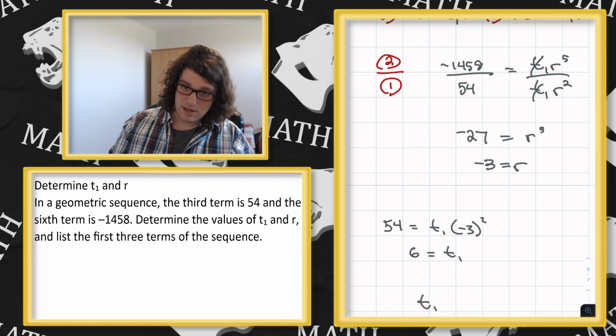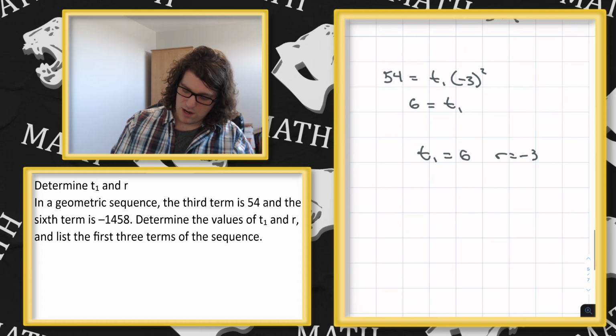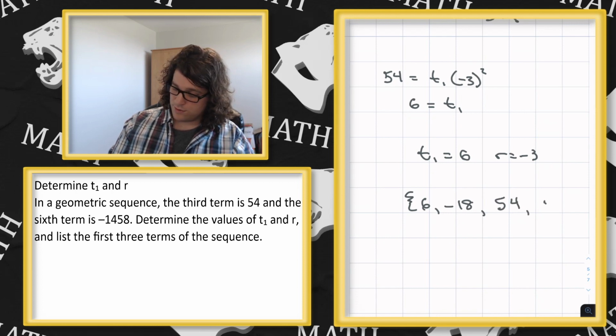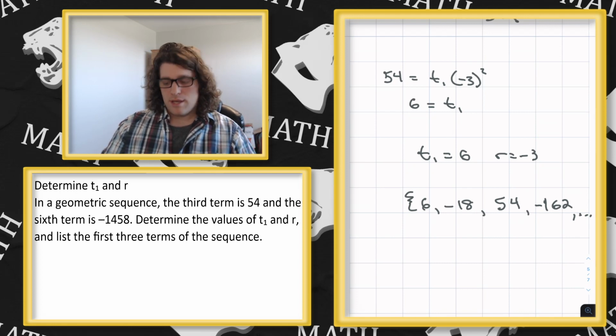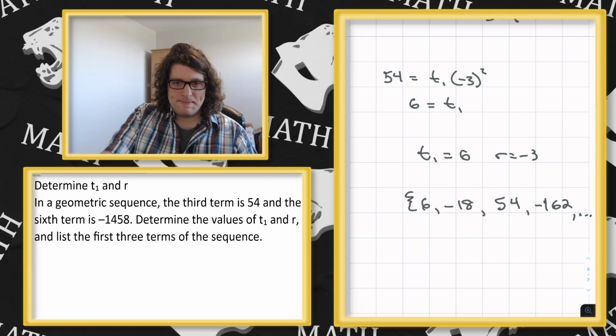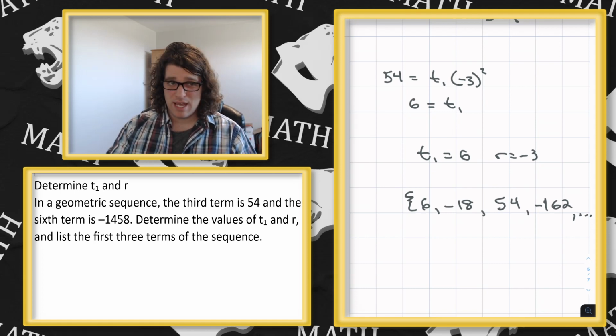So in the end, if we are looking for T1 and r, we have them both now. And so our sequence, which it doesn't ask for, but our sequence looks like this: 6, negative 18, 54. Woo, so negative 162, and then I'm going to probably stop there. It's going to keep going. Great. Okay, so that's pretty good in terms of seeing how a geometric sequence behaves.